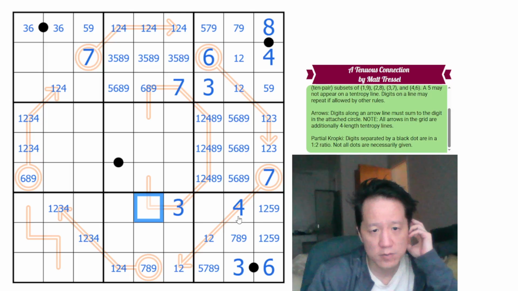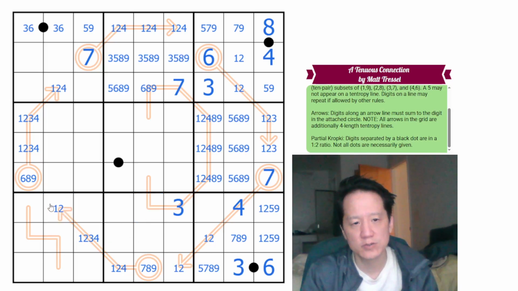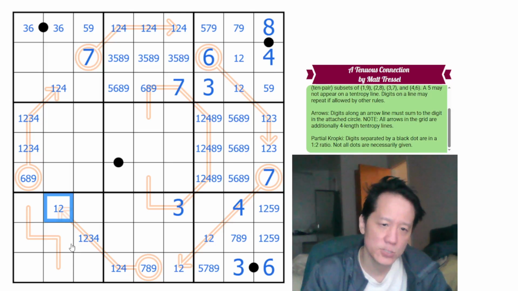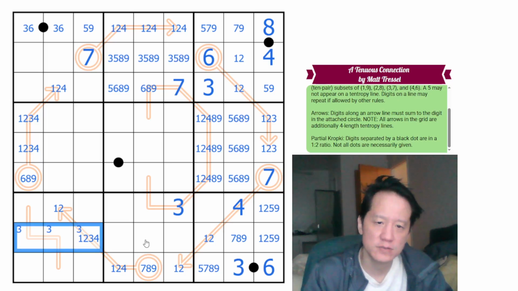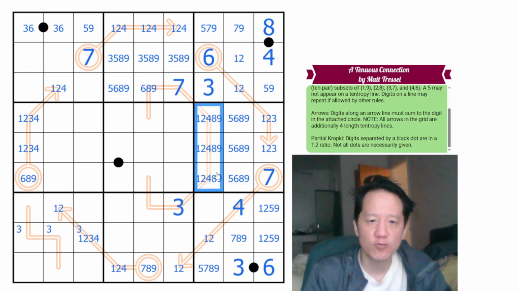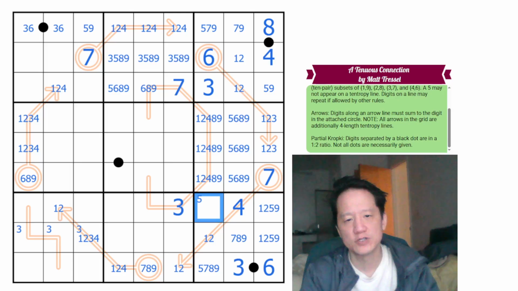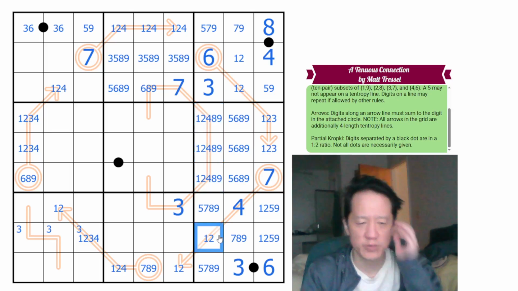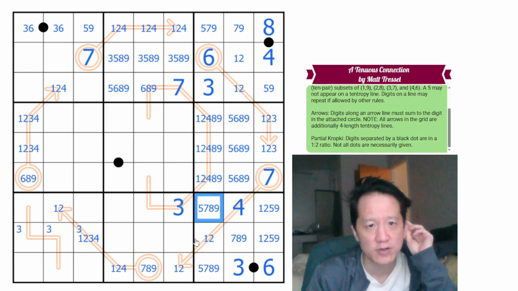Okay. 3 and 4 can't be here, so this is 1 or 2. 3 can be one of these 3 cells here. We have 1 out of 1 or 2 here, so this has to be 5, 7, 8, or 9. I'm not sure which. Because 1 out of 1 or 2 is here, the other one has to be here, which means this can't be 1 or 2, can't be 3, 4, or 6. So this is 5, 7, 8, or 9.